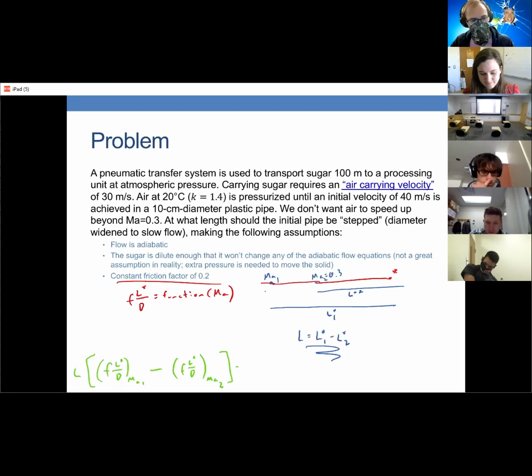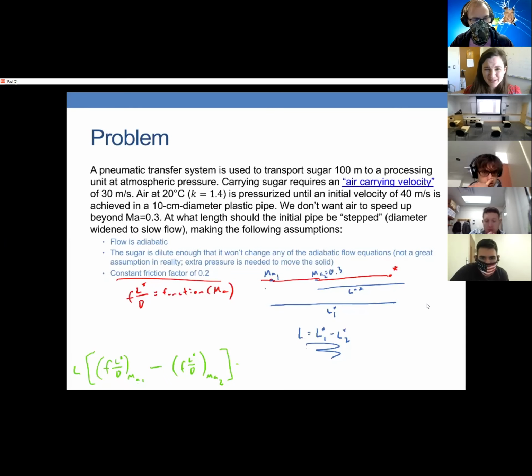Sorry, my Zoom is cutting off the bottom half of all those equations that you're writing. No. Is that better? Yeah, a bit. A little bit?